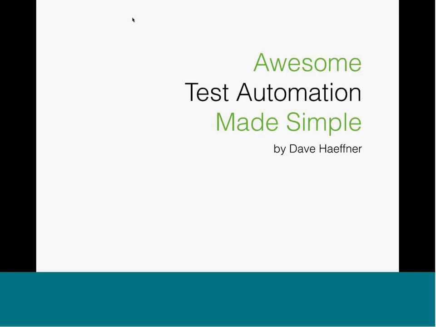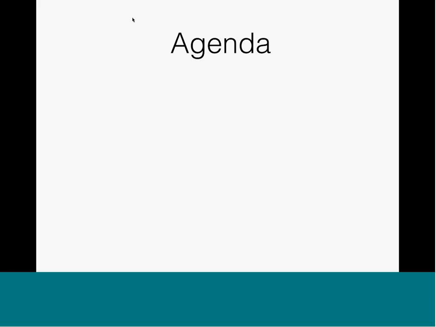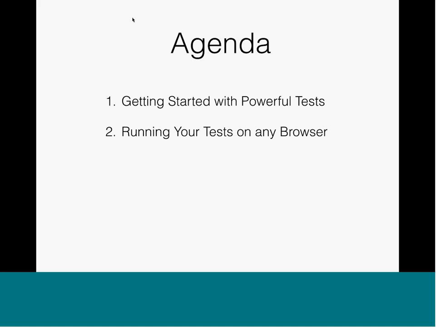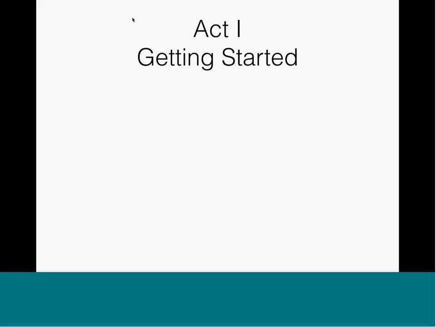This is Automating Awesome: Test Automation Made Simple. And this is a four-part play. The first act is getting started with powerful tests using some open source tooling and a commercial solution. And then we'll move into taking those tests and running them on any browser and operating system combination. And then we're going to show how to automate your test runs using continuous integration. And then at the end, there's going to be a Q&A panel. And when we get to that, I'll introduce everybody on the panel.